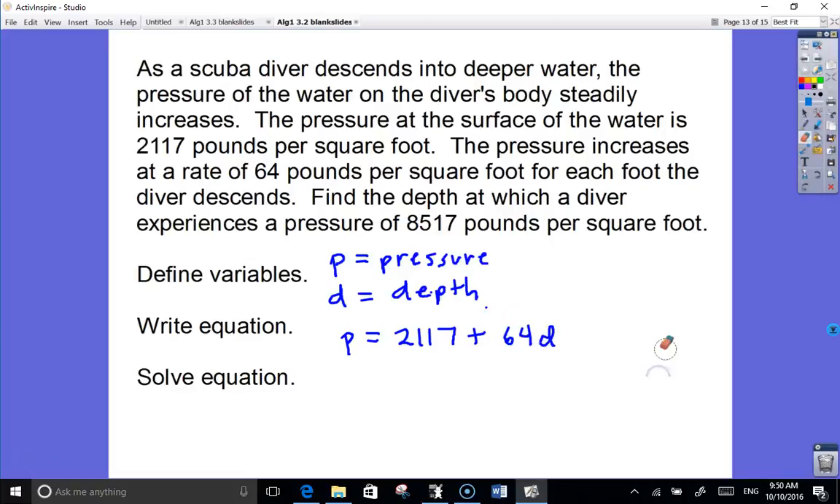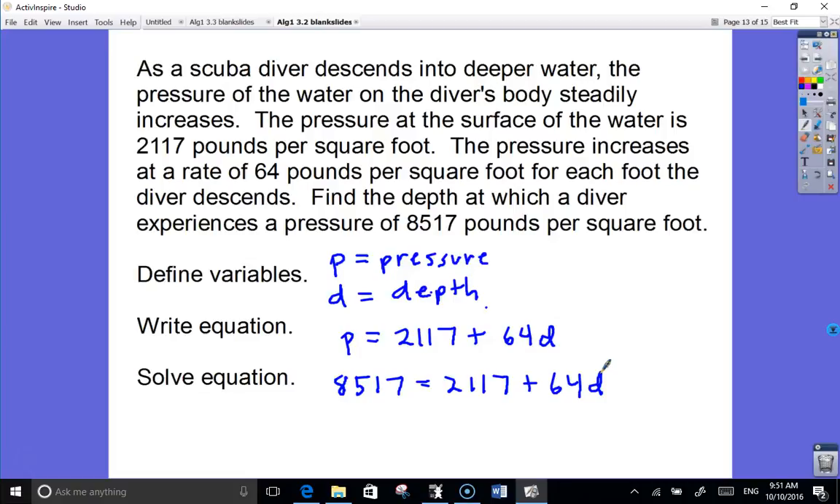So now they're saying find the depth at which the pressure is 8,517. So let's substitute pressure. 8,517 equals 2,117 plus 64D. Now the numbers are a little bigger, but it's still just a two-step equation. Try to solve that. Definitely you want to use your calculator. What's the first step? Remember, you're going to do the subtract before you do the divide.